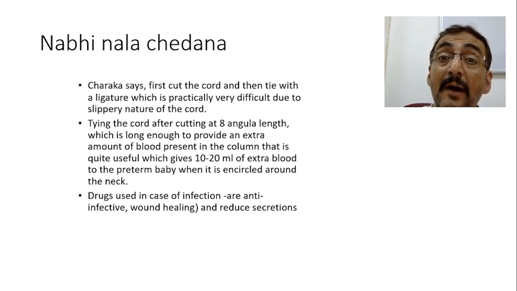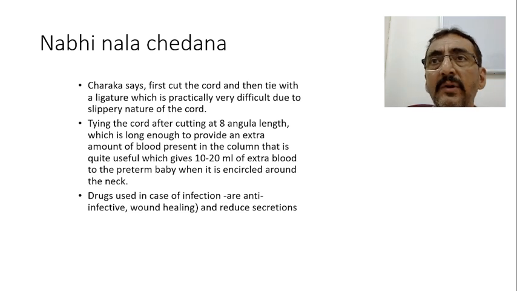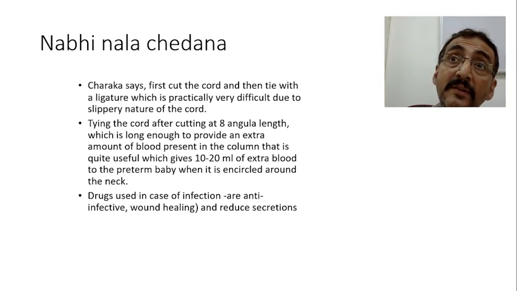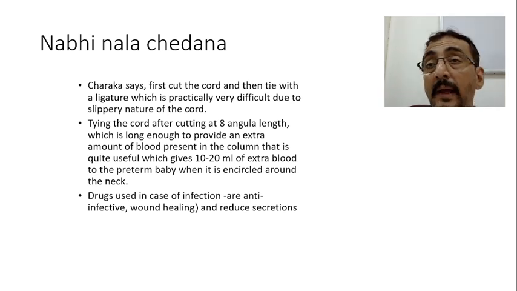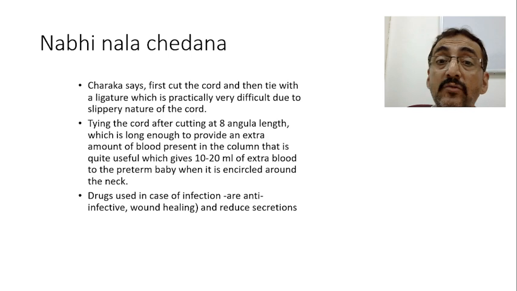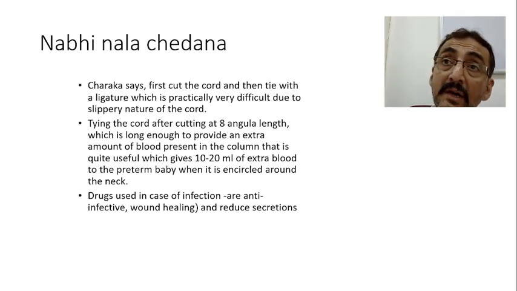And tying the cord after cutting at 8 angula length is very long. 8 angula means very long. In the present day practice, we only keep about 4 to 5 inches maximum length. But here it is 8 angula length, which is too lengthy. Maybe Charaka has thought that if you cut from a long distance, the blood which is present in the umbilical cord will be given back to the baby instead of the mother.